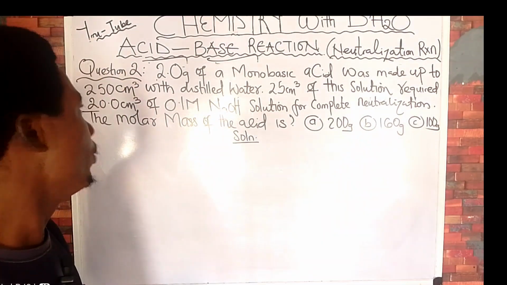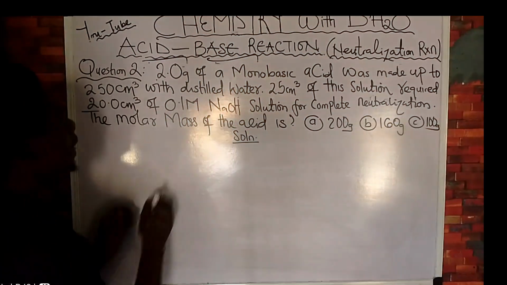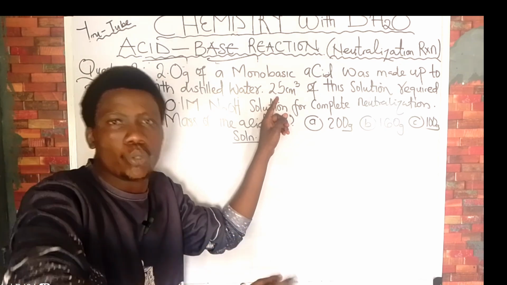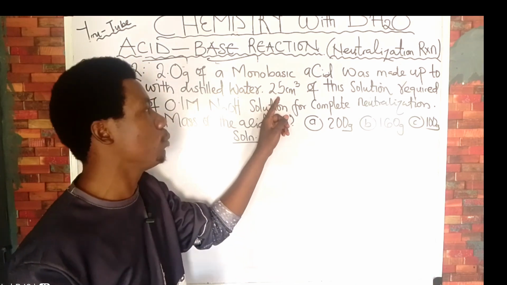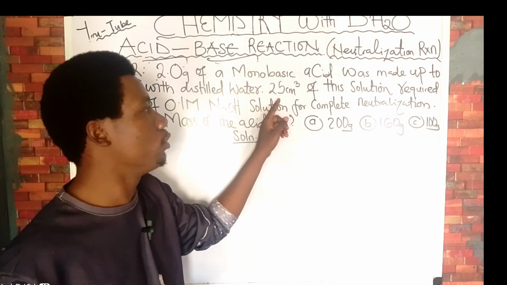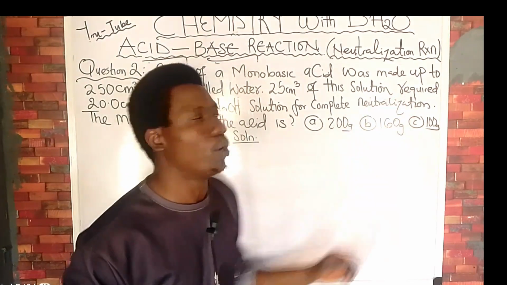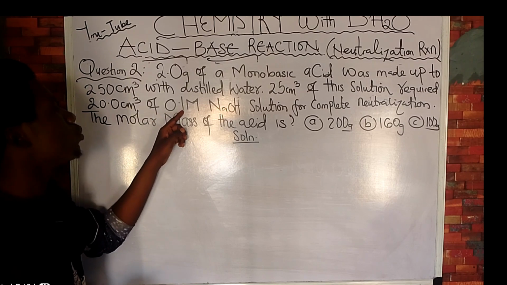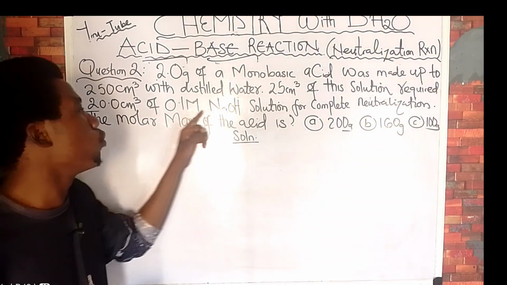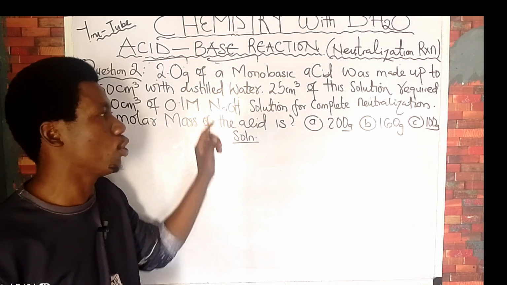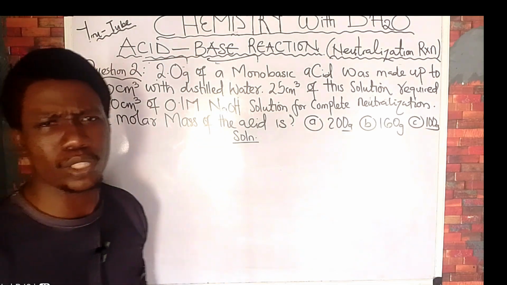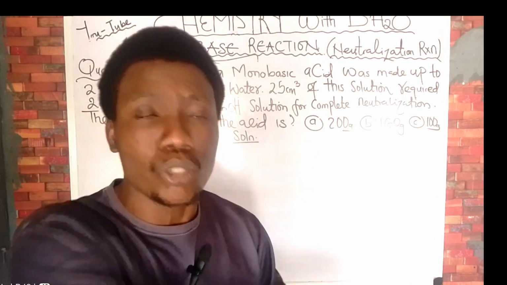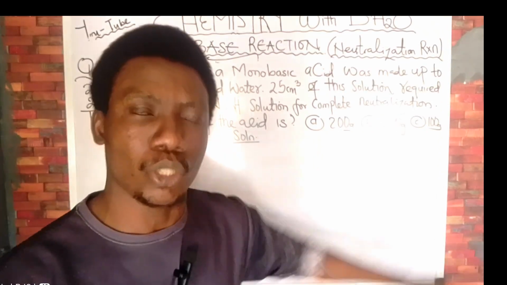That was what they were trying to do. But what did they not do? When they were done doing it, they now took 25 cm³ from it. After preparing the solution, they took 25 cm³ of this solution. Required 20.0 cm³ of 0.1 molarity sodium hydroxide solution for complete neutralization. What does that mean? They told us how to prepare the acid, and when they were done preparing the acid, they now took 25 cm³ from the acid to neutralize the base.